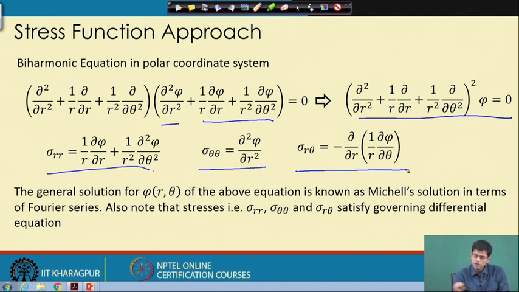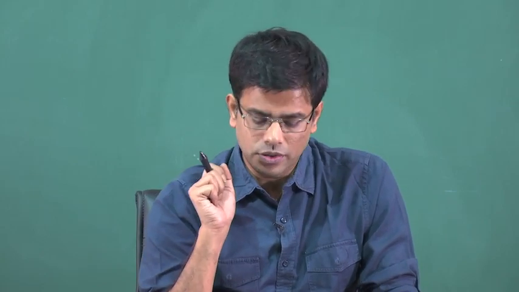Now, the general solution of this biharmonic equation is a very lengthy formulation, and it is known as the Michell solution, in terms of Fourier series. So, this solution is very long, and it contains infinite terms, and this Fourier series will be in terms of theta. So, we don't really require these things here, or we will not really discuss these things here. Rather, we will take a modification of this Michell solution, or specifically the first few terms of the Michell solution.